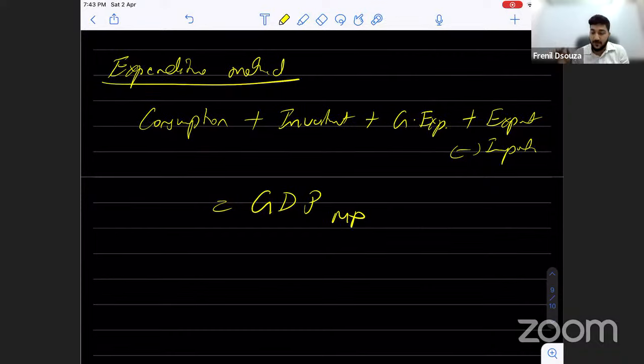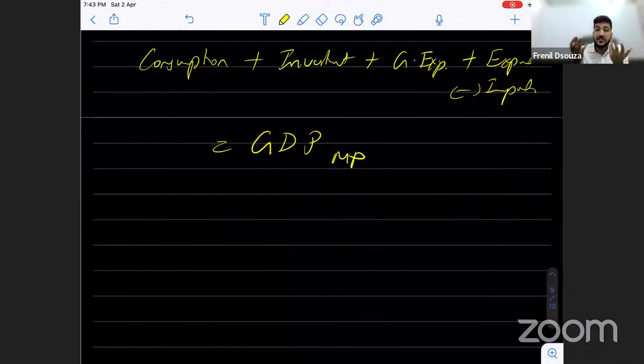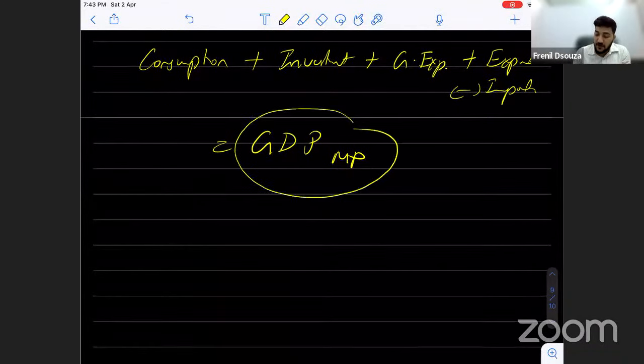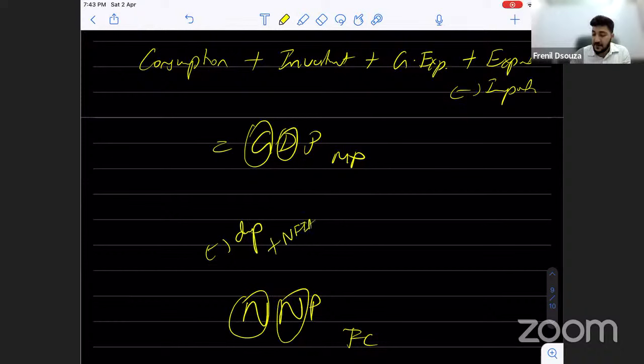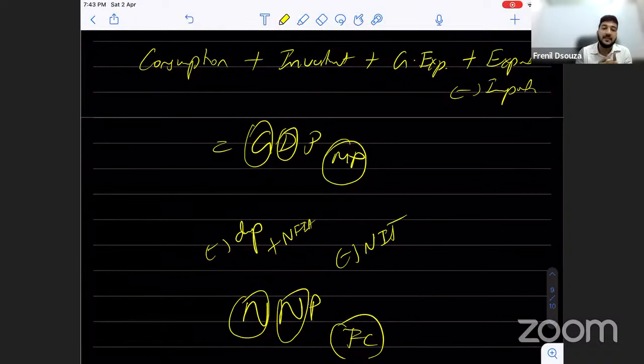This is how we calculate the national income using the expenditure method. We already know this, right? And to calculate national income, this measure will not work. You have to get to NNPFC. Now, how do you go from GDPMP to NNPFC? It's very simple. Gross, you will have to convert to net. How do we do that? Minus depreciation. Domestic to national, I have to add NFIA, right? And from market price to factor cost, what do I have to do? Minus the net indirect taxes. If I do these three things, I will get to NNPFC from GDPMP.